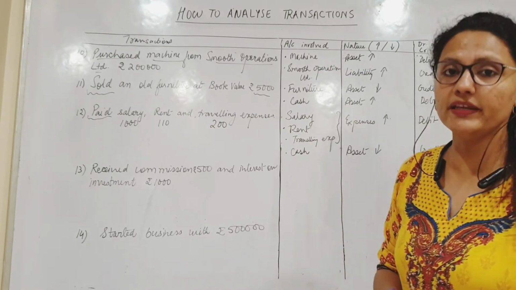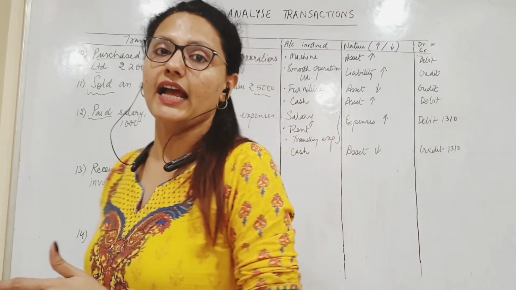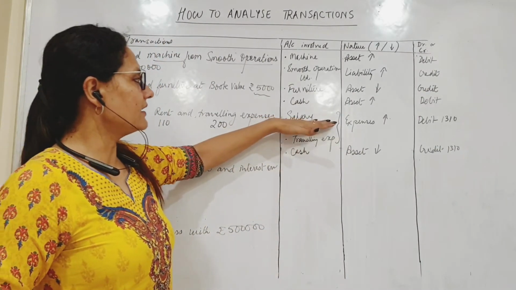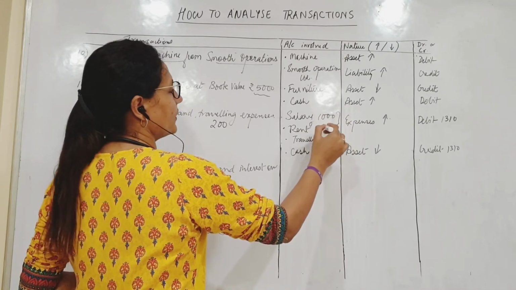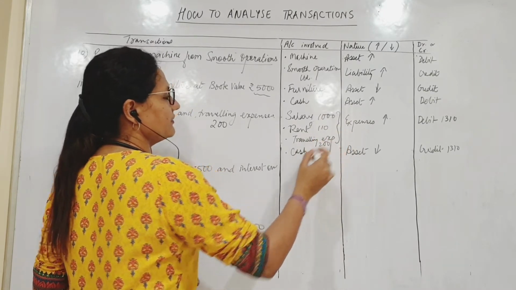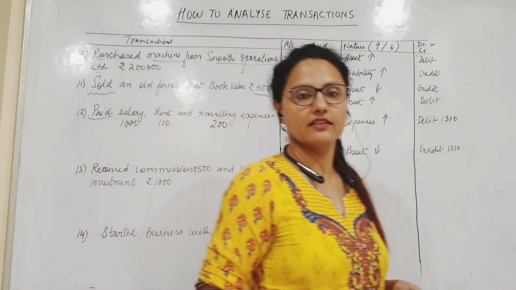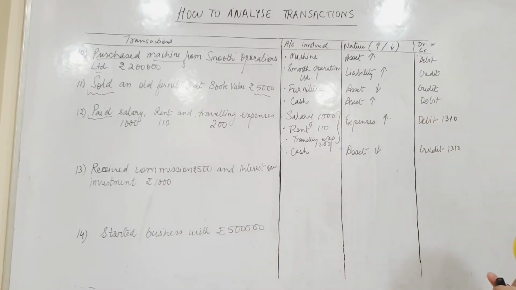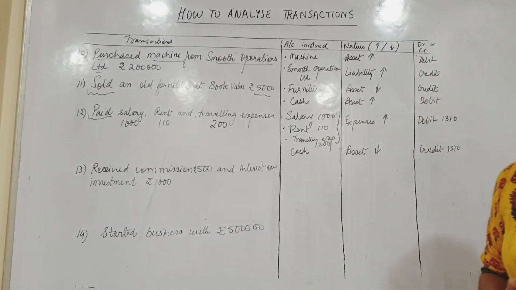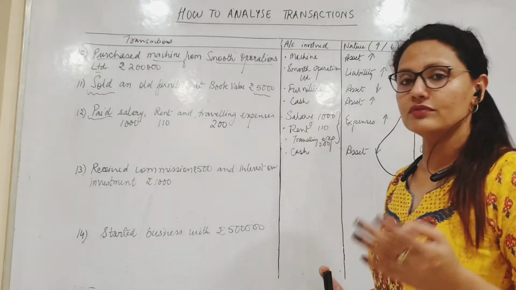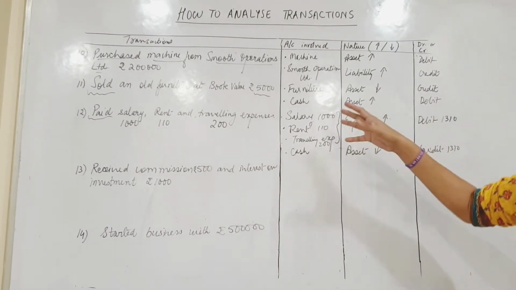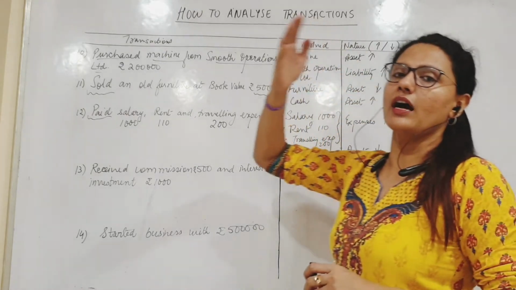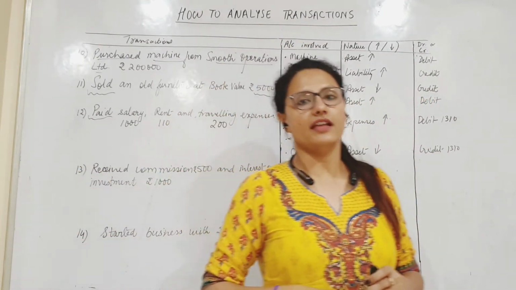My debits will be equal to my credits. Debits separately: salary I will debit 1000, rent I will debit 110 and traveling expense I will debit 200. Alright. So this transaction involved how many entries? How many accounts? 4 accounts. Yes. So you can see that in a particular transaction there is no upper limit to number of accounts involved.